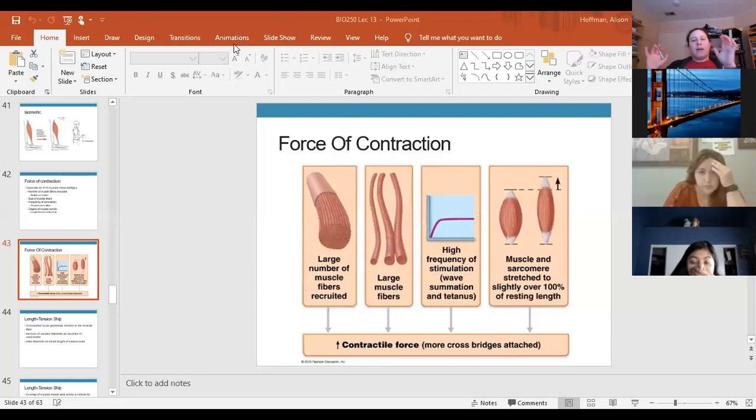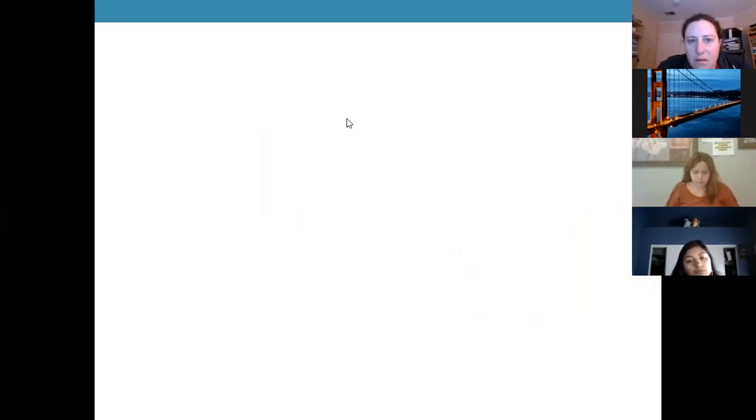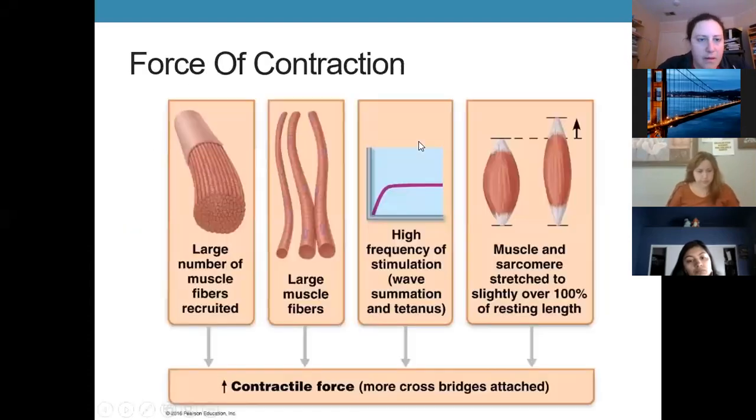Okay, so how does the number of myosin cross bridges change the force of contraction? All right, so throw a new slide in there, and then going to go to here. Obviously these are all of the different factors that can increase the force of contraction. And the way they do that is every single one of them increases the number of cross bridges. So here's why that makes sense.